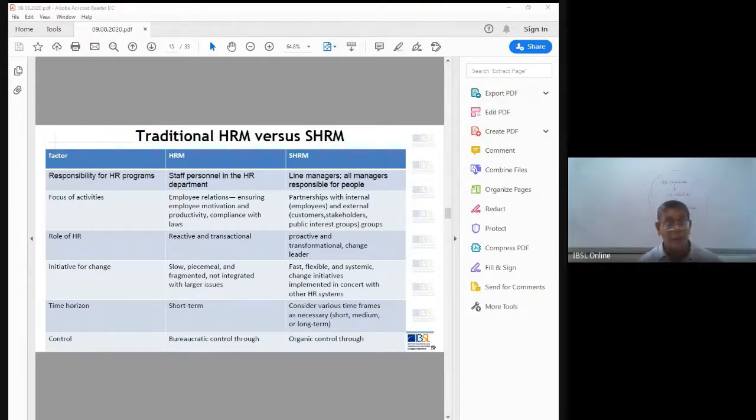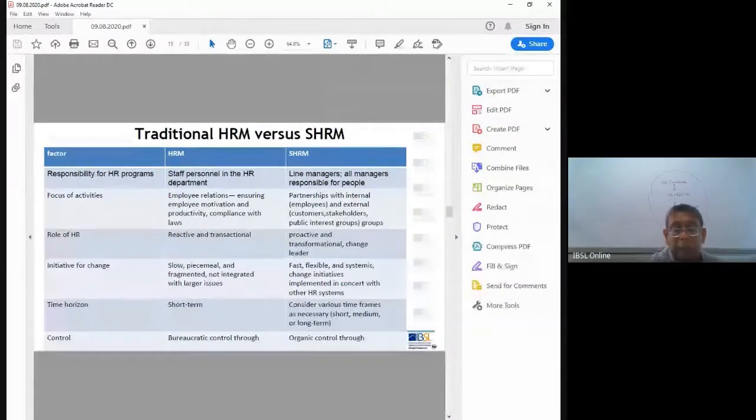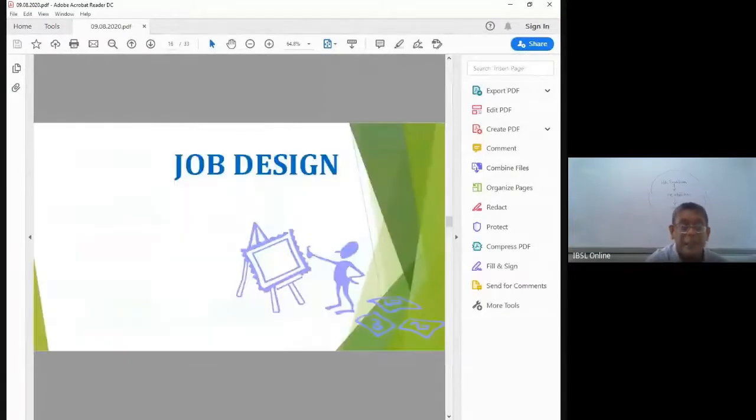Now we are going to learn something called job design. The first function we are going to discuss in HR is job design. Okay, so let's study, and then after that we move into the questions.